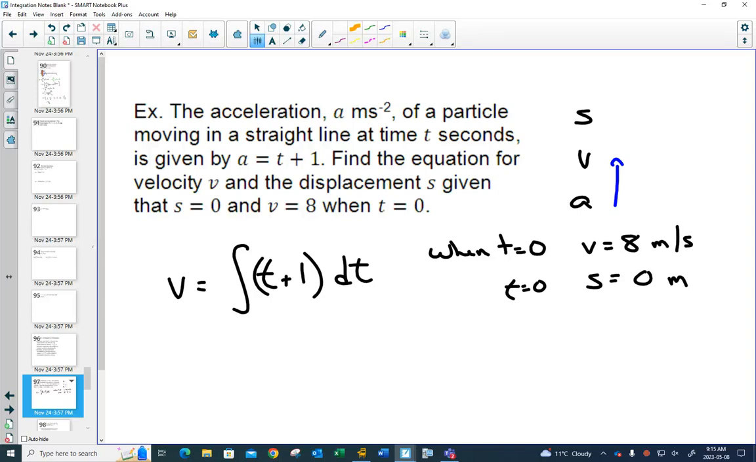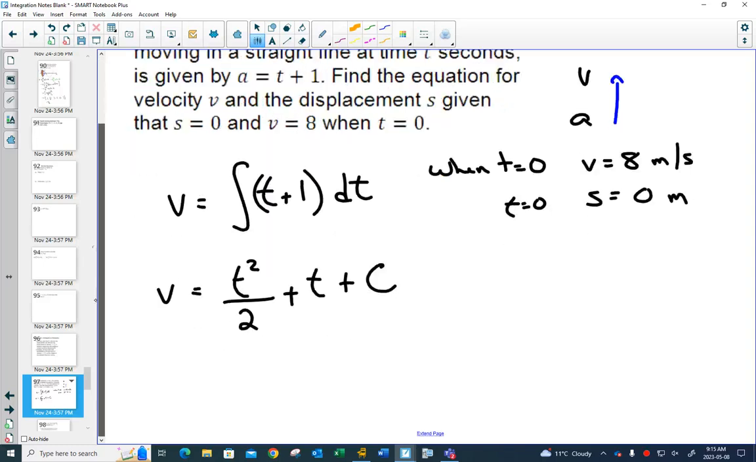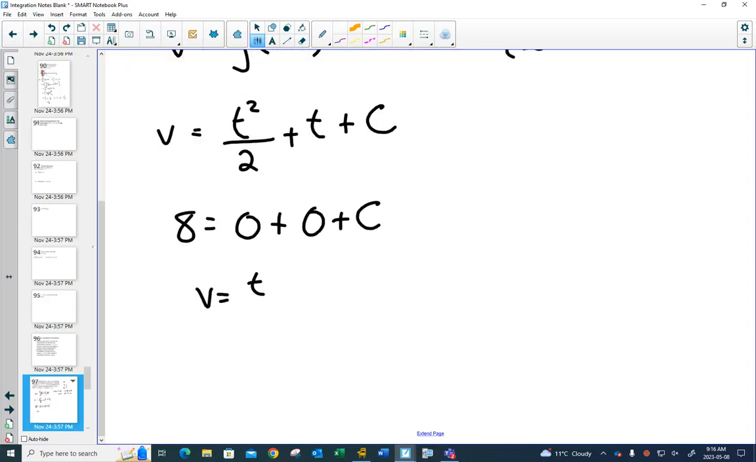Integrating this, we would get t squared over 2 plus t plus c as our velocity. Since we know when time is 0 that velocity is 8, we can plug in 8 for velocity and 0 for t, and solve that c is equal to 8. So our velocity equation is t squared over 2 plus t plus 8. That's our velocity equation. We had to solve for c in order to figure that out.